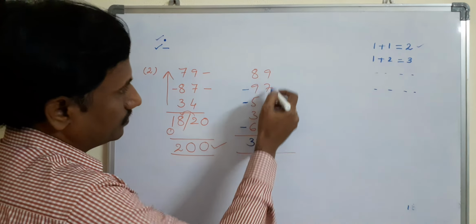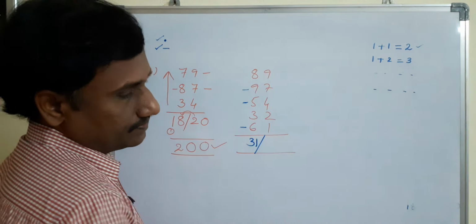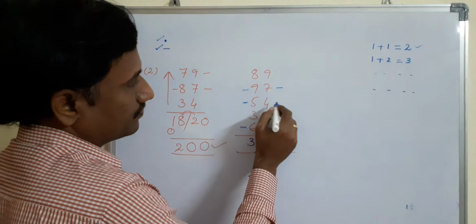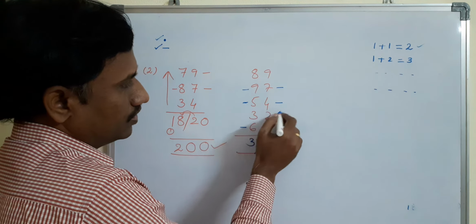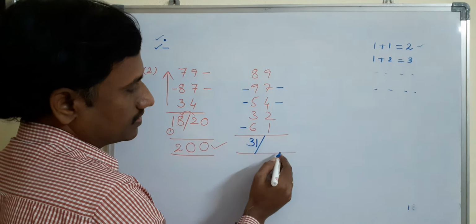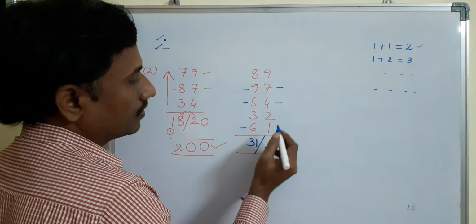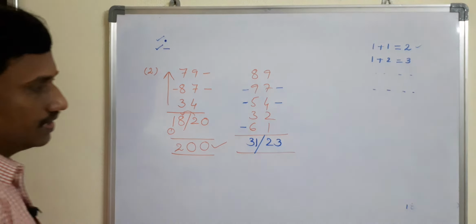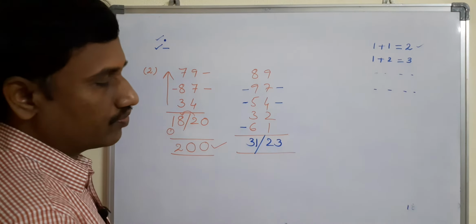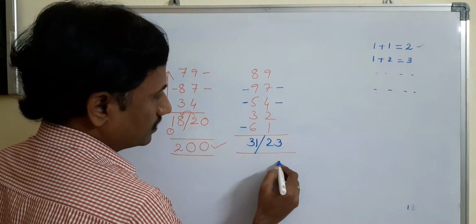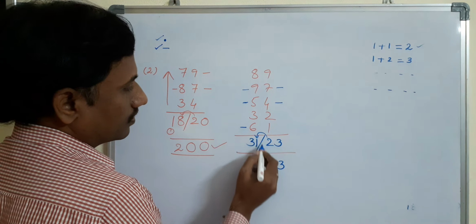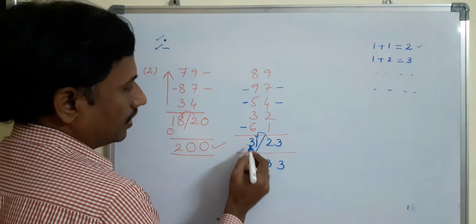Now, coming to this one. 9 plus 7, 16. 16 means bar and 6. 6 plus 4, 10. 10 means bar and 0. 0 plus 2, 2. 2 plus 1 is 3. And how many bars? 2 bars. Then now what we have to do? We have to balance this equation. Write this ones digit as it is. And 2 plus 1, 3 and 3.